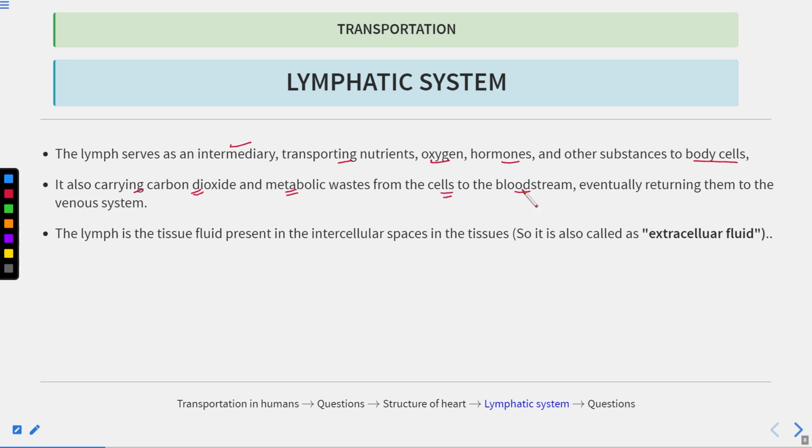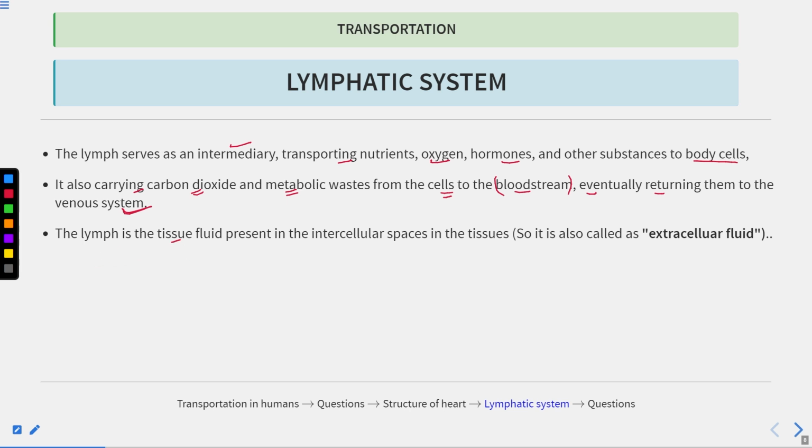One role is to provide the nutrients, oxygen, and hormones to the cells so they can carry out all the metabolic processes. The other function is to remove the waste that is produced in the cells due to biochemical and metabolic reactions. These wastes are then transferred to the bloodstream, and from the blood they are eliminated out of the body, eventually returning them to the venous system. The venous system contains all the impure blood.